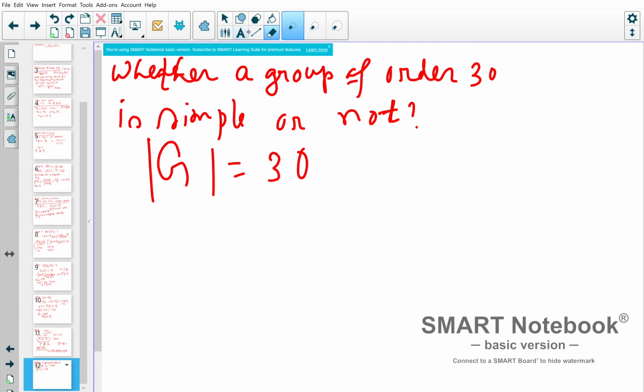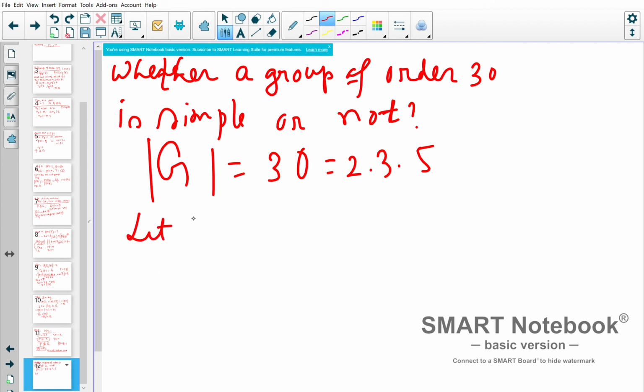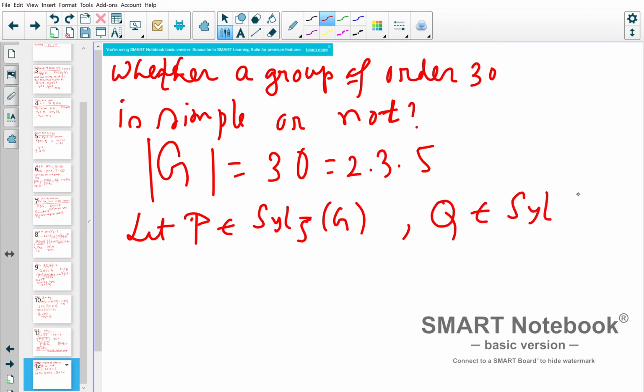So 30, how can you write 30? This is 2 into 3 into 5, right? This is the factorization of 30. Now let me check this. This is the highest prime. So let me write down the Sylow subgroup P, which is the 5-Sylow subgroup of G. And you choose another subgroup Q, which is a 3-Sylow subgroup of G. They exist, you know that, right?